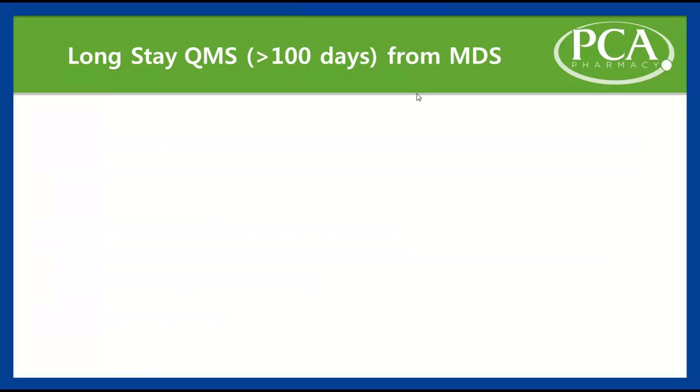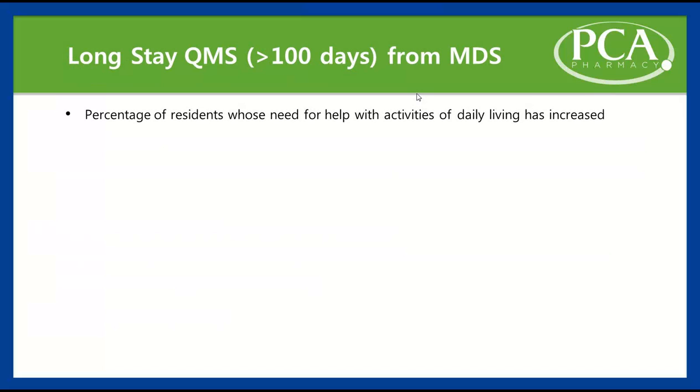For long-stay quality measures, patients that are at the facility for greater than 100 days, this data is gathered solely from the MDS. These are the 9 items that they look at. First of all, it's a percentage of residents who need help with activities of daily living. Their needs have increased. They have to increase in at least 2 late loss ADLs by at least 1 level, or in 1 late loss ADL by more than a level. Those late loss ADLs that are reviewed are bed mobility, transferring, eating, and toileting.